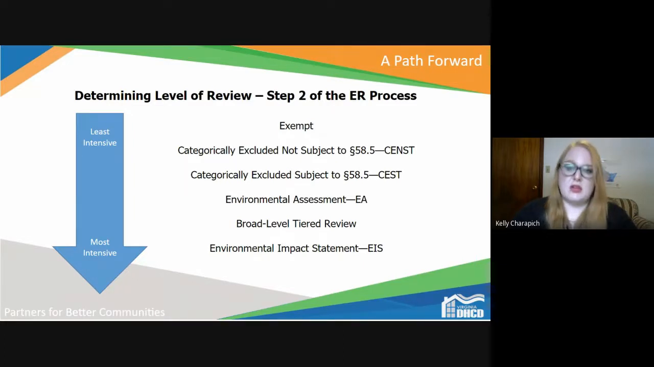And you would do that until you finished all of your facades. And now the last level of review is the environmental impact statement. This level of review rarely comes up for us. It's mainly for big projects like highways, big hospitals, airports, projects that we don't usually fund.